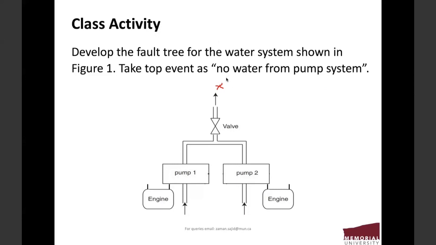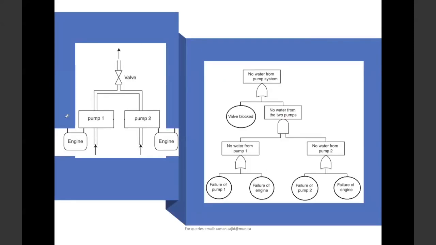Now, my top event is no water from the pump system. So folks, this is the solution of our problem here. This is the point where I want to identify why the water is not coming. So no water from the pump system, because this is the top event, I'm going to write it in a rectangle. Now, as every one of you rightly said, it could be because the valve is blocked or no water is coming from the two pumps. Because I'm saying either/or, I'm going to use my OR gate here and connect my two events: no water from the two pumps, or the valve is blocked.